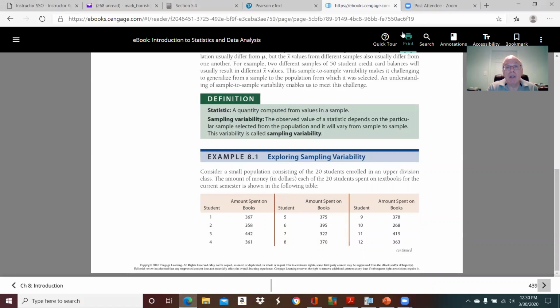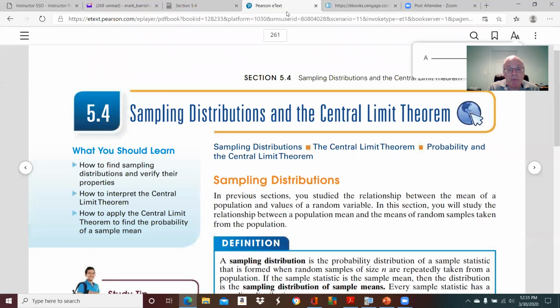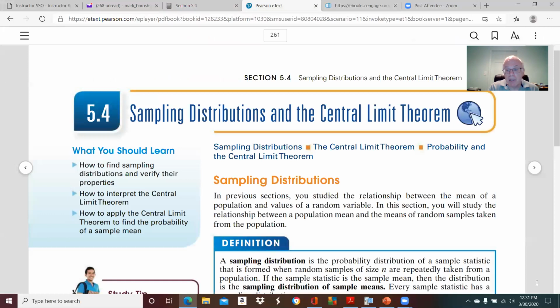Okay. Now let's actually go to the other. Let's see where it is. Here it is. This is the Camden County book. Oops, that's not it. Just give me a second. I think it's behind this little screen here. Here we go. And just keep me signed in. I'll say yes. All right.